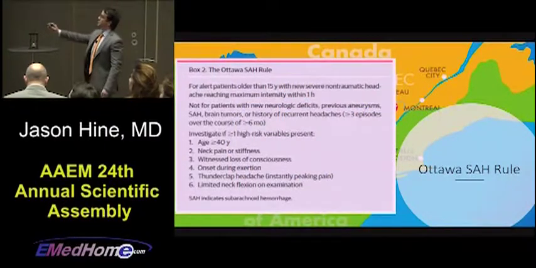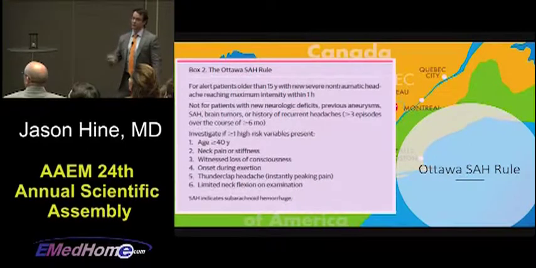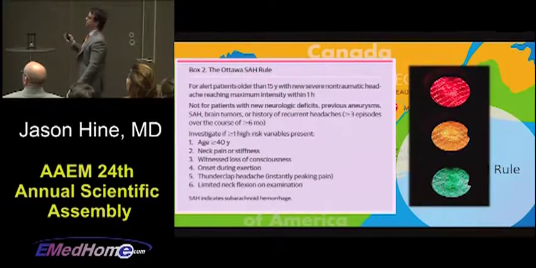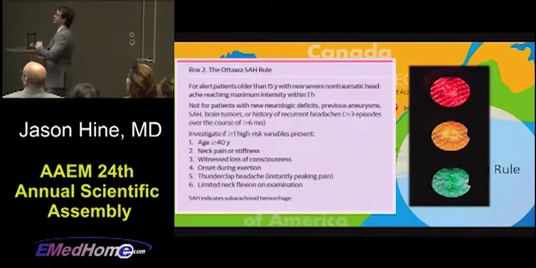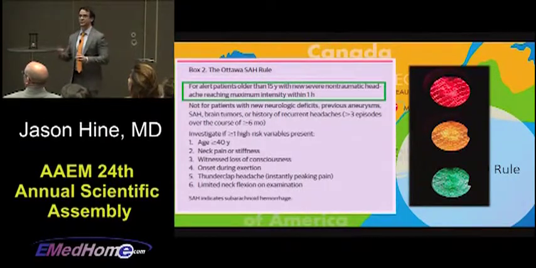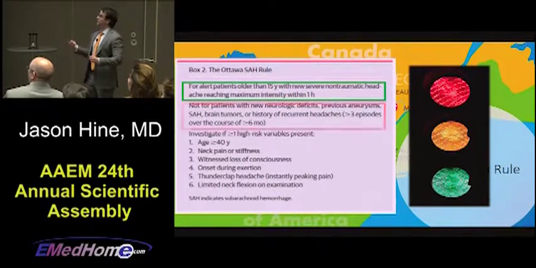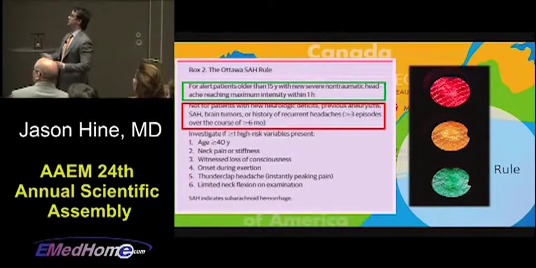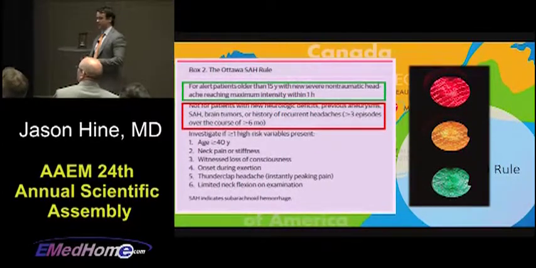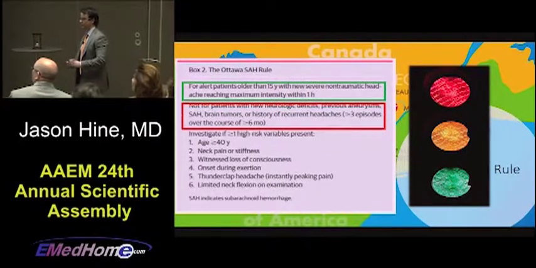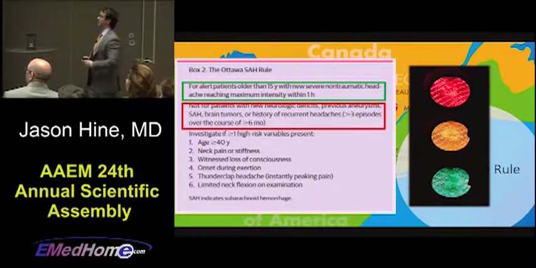For those of you who haven't seen the rule before, here it is. The very first thing you have to do with a rule like this is know your hard stops and your green lights. So green light for patients 16 years of age or older with a non-traumatic headache that peaks within an hour. Big red light if you have new neurodeficits, suppressed GCS, prior history of aneurysm, subarachnoid hemorrhage, or brain tumors, or obviously if this is like all the other headaches you've had before.